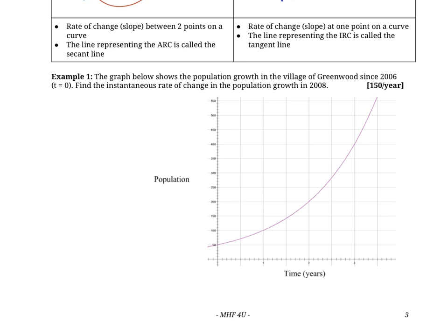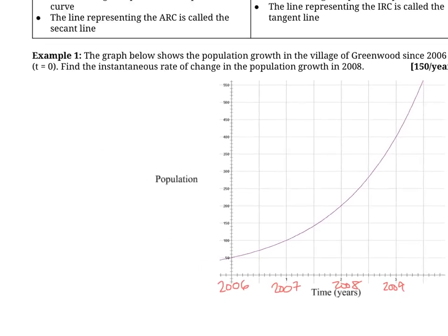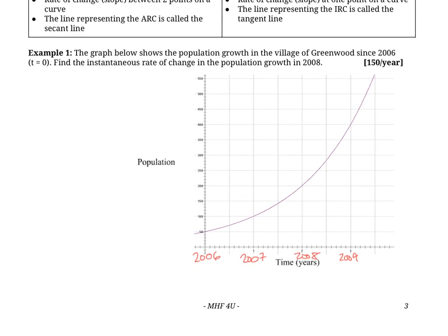So t equals 0 is 2006 as per the question. So this is 2006. That means this is 2007, 2008, 2009, right? So we need to find the instantaneous rate of change in 2008. And really, the only way to do this from a graph, if we're not given an equation or anything, is to sketch in a tangent line.